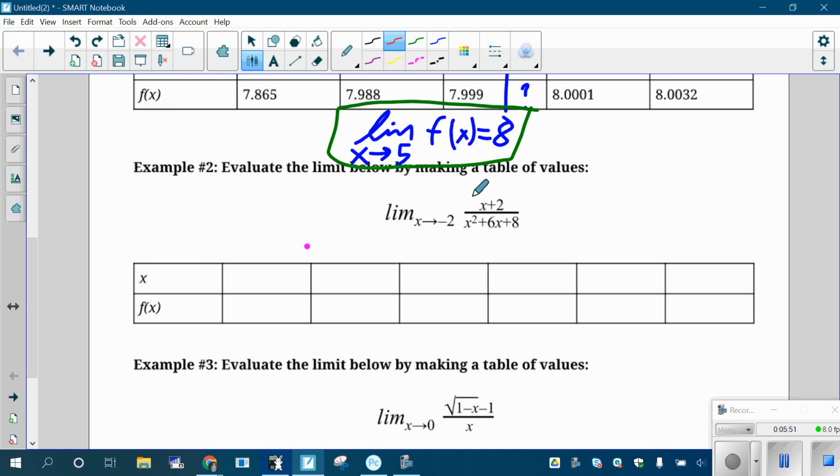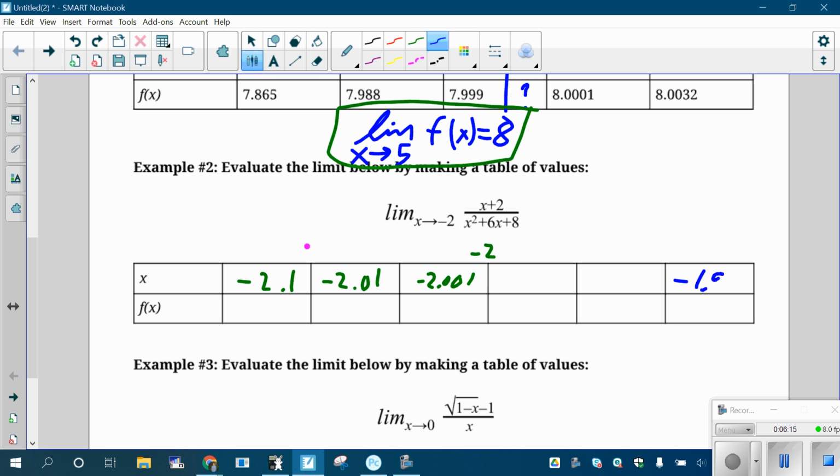Think about it this way. I want to get really close to -2. What are some things smaller than -2, but getting close to it? Well, I could do -2.1, -2.01, -2.001. And what happens as I approach -2 from the right, from the bigger side? Be careful.